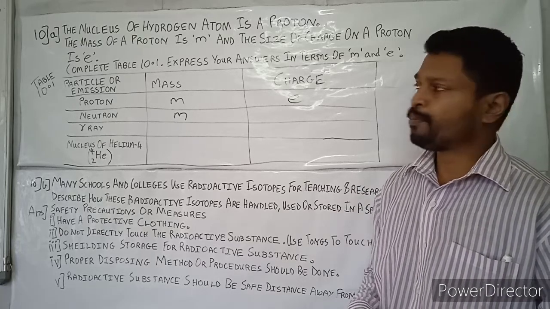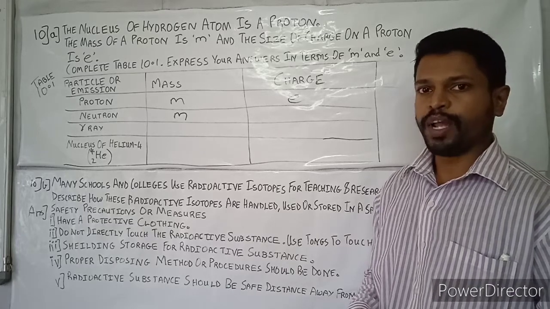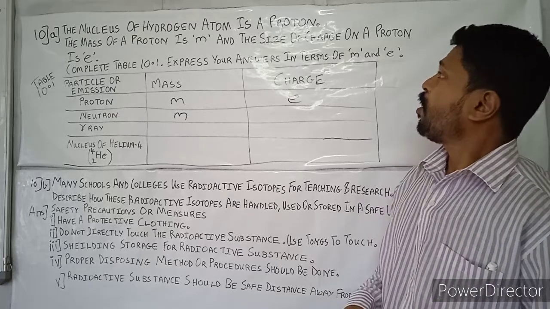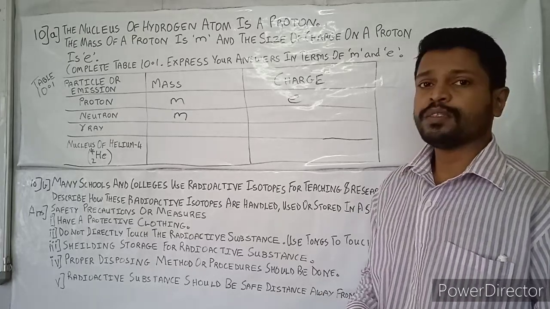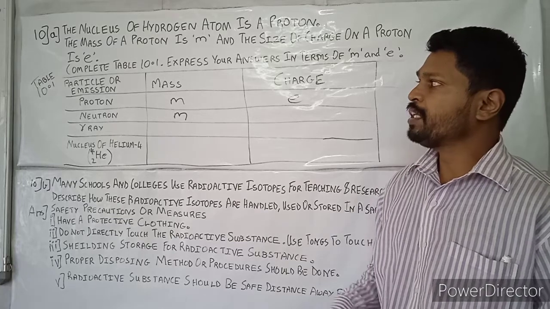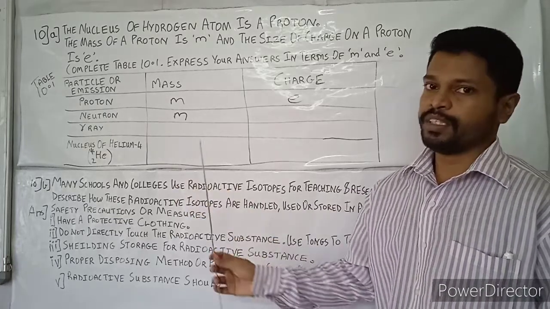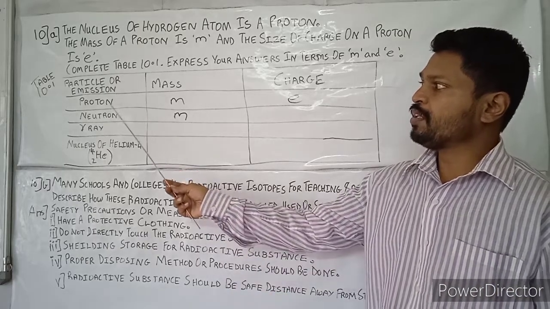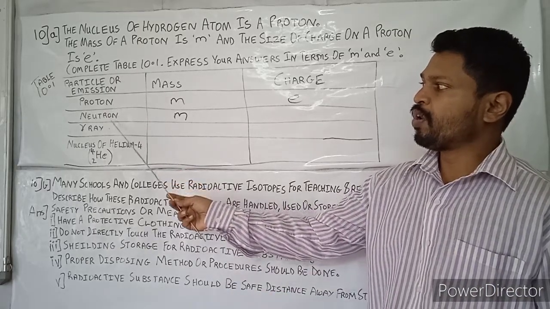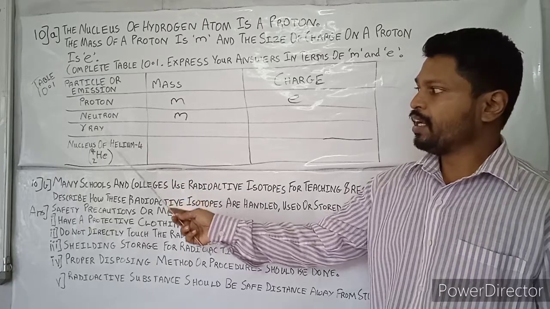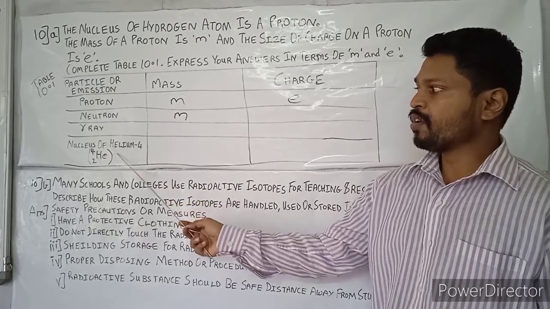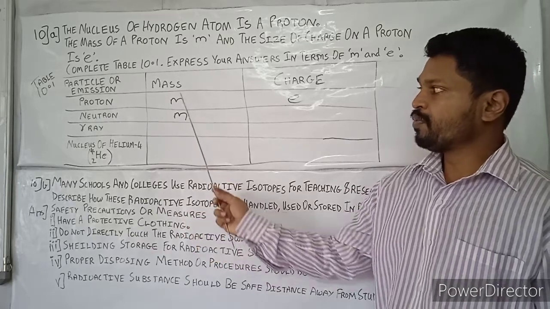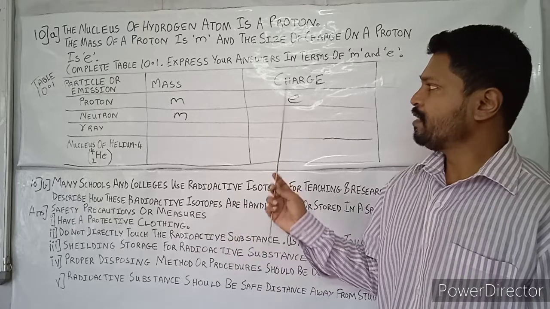The mass of a proton is m, small m, they have given, and the size of the charge on a proton is small e. Now complete the table. Firstly they have given the particle or emission: proton, neutron, gamma ray, and nucleus of helium-4. We have been asked to fill up the mass and the charge.